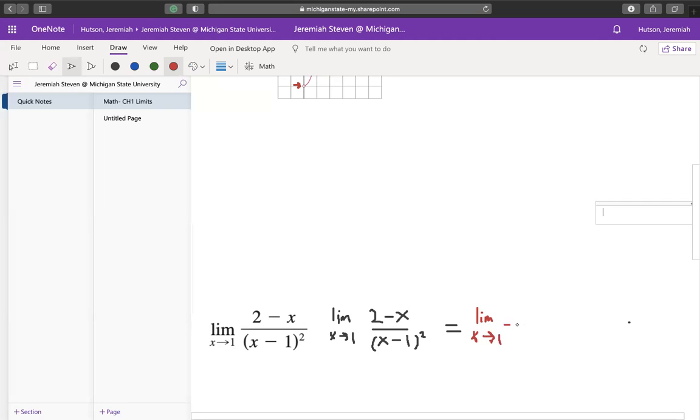If we look at the numerator, the top, we have 2, and we're subtracting something from it. Our value is approaching 1 from both sides. So this is going to be 2 minus a very close number to 1. It's going to be either 1 from the right, which is 1.0001, or 1 from the left, which is 0.999999, something very close to 1. So this is approximately 2 minus 1, which is just 1.